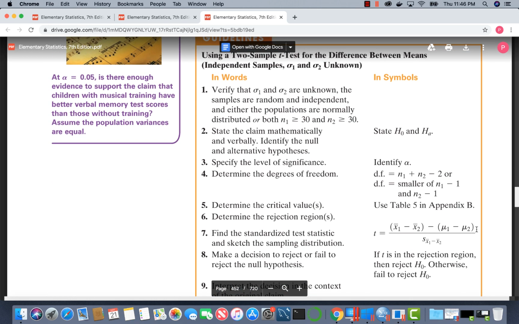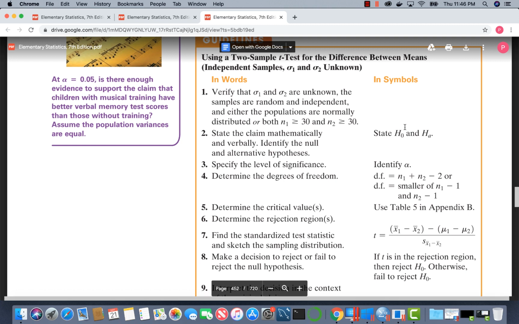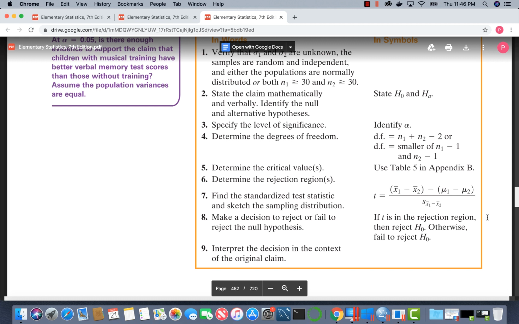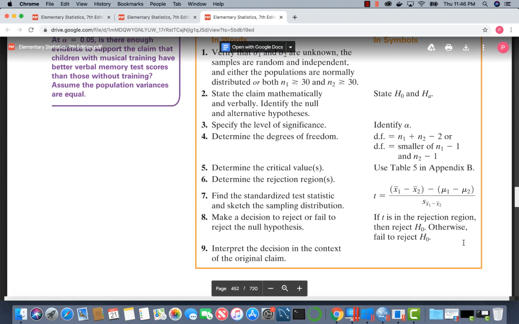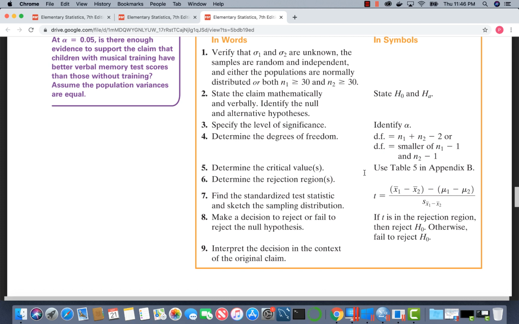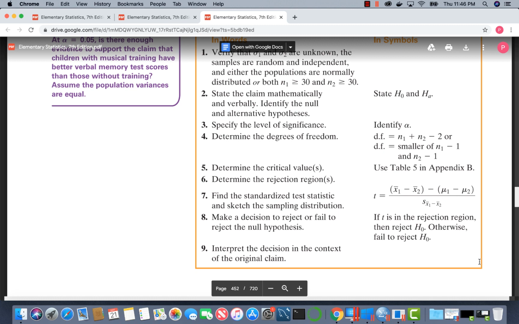The steps are as follows. We state the null and alternative hypothesis. We have the region alpha. And then, depending on whether the variances were equal or not, we pick the appropriate degrees of freedom, the appropriate formulas, and we get the critical region based on alpha and the degrees of freedom. Then we calculate the test statistic and we proceed.